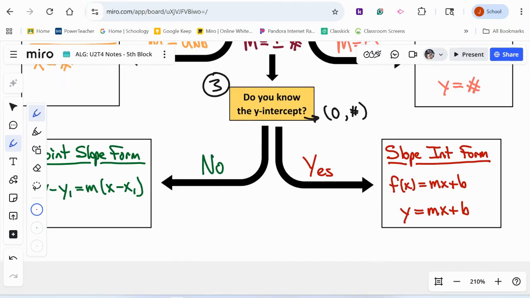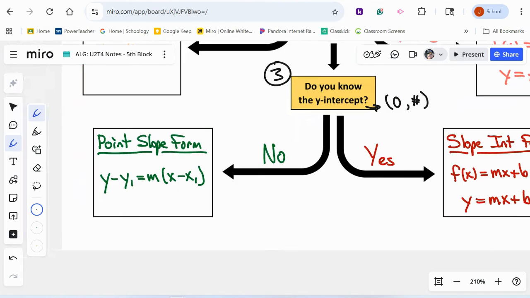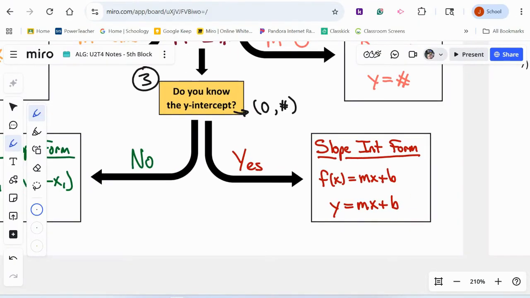Now, here's the deal. The answer to this question, if no, is 100% of the time point slope form. If you do not know the y-intercept, but you have an ordered pair that is something other than the y-intercept, you got to go with point slope form. If the answer is yes, you can use slope-intercept form, right? Because we know the y-intercept gives us the value of b, which we can just drop right into slope-intercept form.